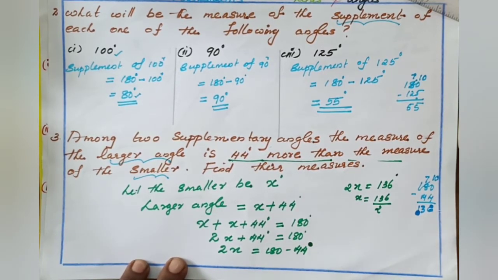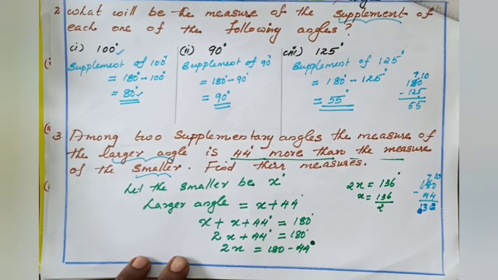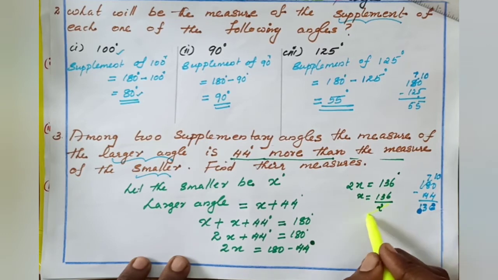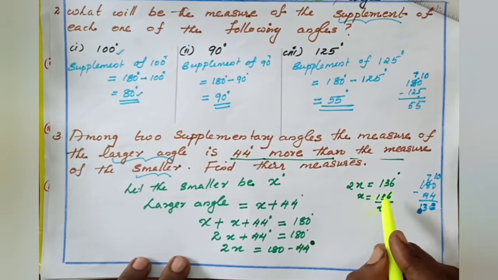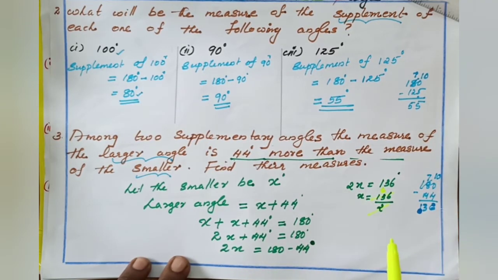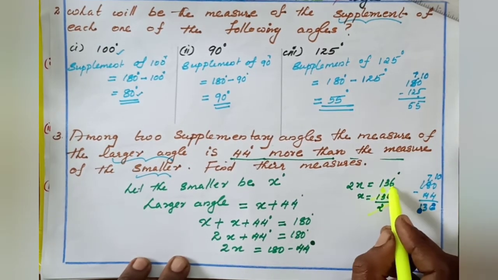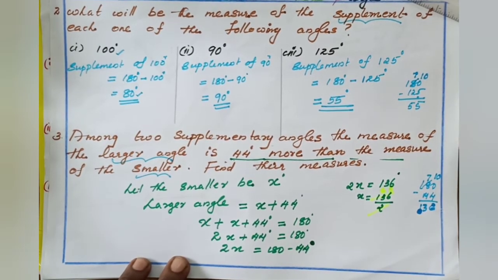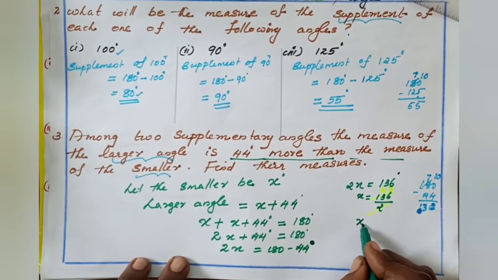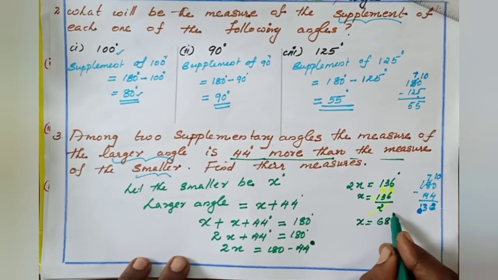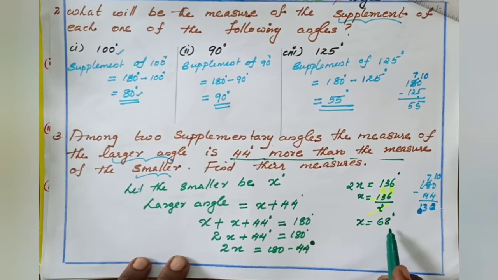So x equal 136 by 2. Dividing by 2, cancellation is easy. So by cancellation, cancel 2 and 136. 6 2s are 12, 1 balance here 16. How many times? 8 times. So we get x equal to 68 degree. Okay. X is 68 degree means smaller angle is 68 degree.